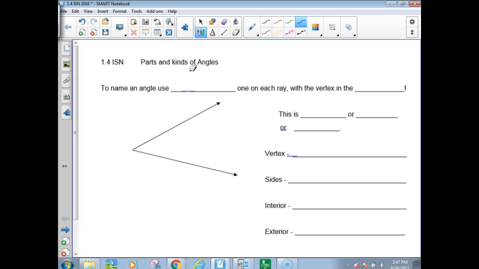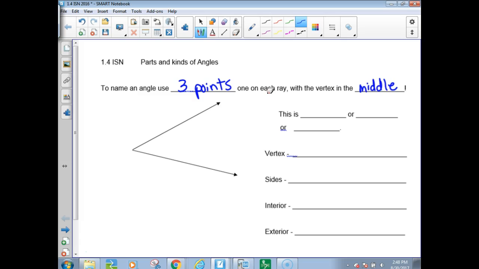We haven't talked about angles at all yet. Right, so we're going to talk about parts and kinds of angles. To name an angle, you use 3 points, one on each ray, with the vertex in the middle. Okay, so for example, I'm going to label this particular diagram that I made for you with 3 points, and I need one on each ray.